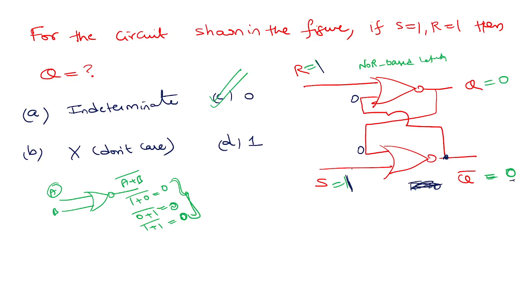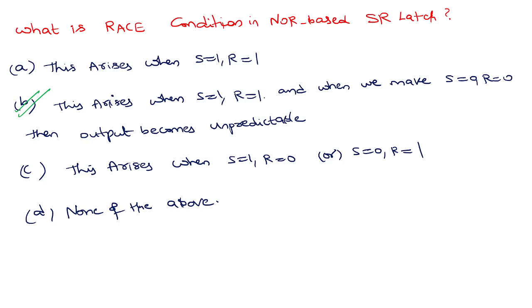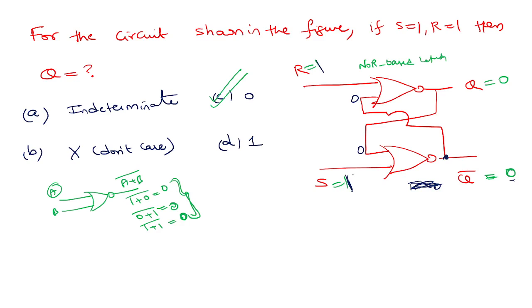Now here, when we make S equal to 0, R equal to 0, let's say you make this 0 and 0. According to NOR functionality, what should happen? These are all previous values, right? So 0 plus 0 whole complement, this is 0 plus 0 whole complement, that is also 0 plus 0 whole complement. Now you tell me which one will become 1? Whether Q becomes 1 or Q bar will become 1.